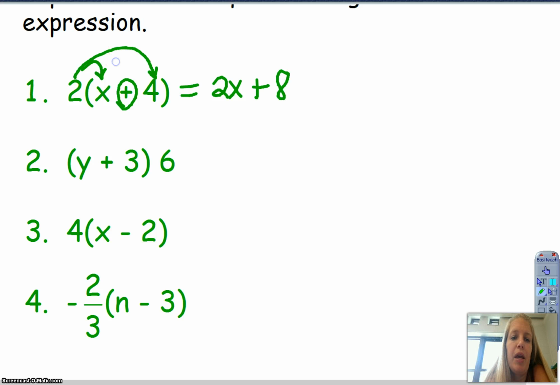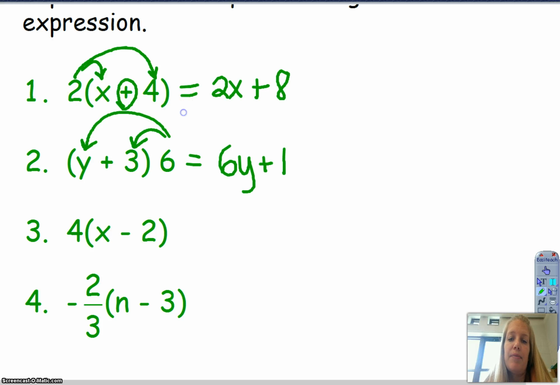Okay, next. We have 6 times y. And you'll notice that the 6 is in the back there. That's okay. It's just a way to kind of change it up. And they want you to realize that it means the same thing. This is 6 times y, 6y. And then you do 6 times 3, and this is a positive 3 because of the plus, so 6 times 3 is 18, so plus 18. And that's your answer. Very quick and easy.